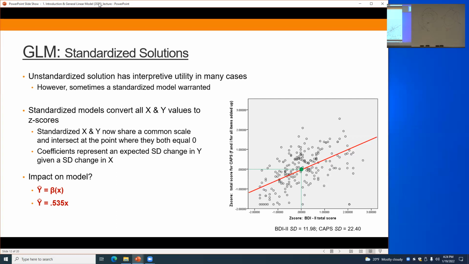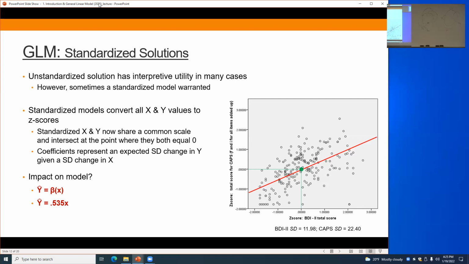So here, if we take a look at this, for my BDI, my x, the standard deviation is, we'll call it 12. And for my PTSD, the standard deviation is 22, right? My regression model is saying that for every standard deviation unit increase in BDI, so every 12 unit increase in BDI, I'm expecting about a half a standard deviation increase in my CAPS. Which if I go through and look, it's going to say for every 12 units increase in BDI, I'm going to get about an 11 unit increase in my CAPS score, right?